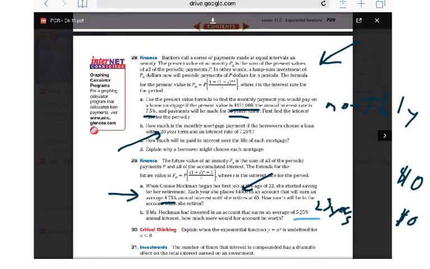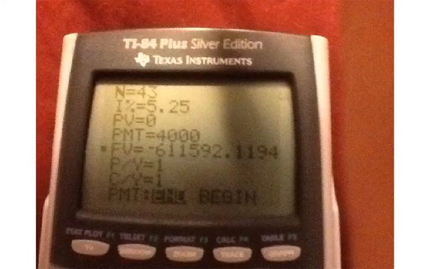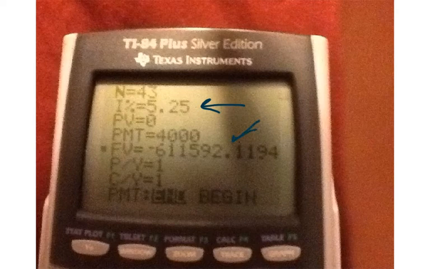In Part B, they ask what happens if you up it to 5.25. For this one, I only have to change this to be 5.25%, and then the extra percentage gives me $611,592.11, all by saving $4,000 a year for 43 years.